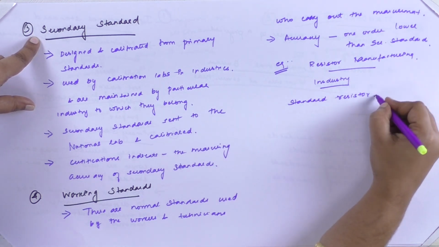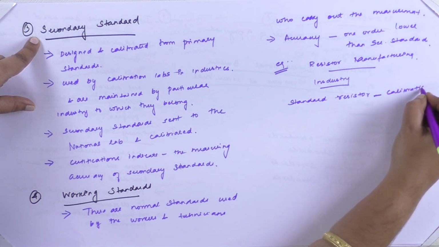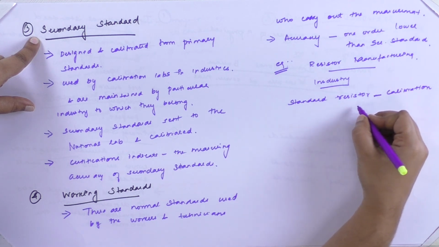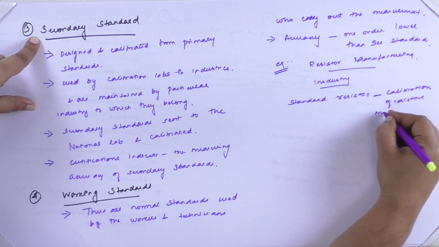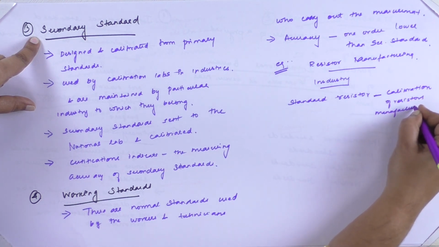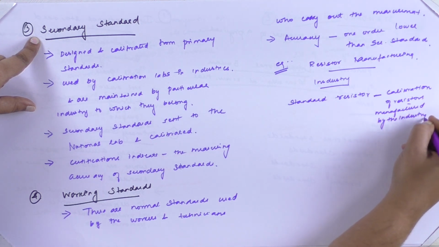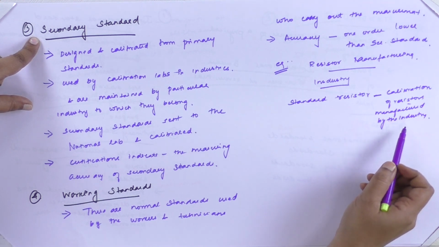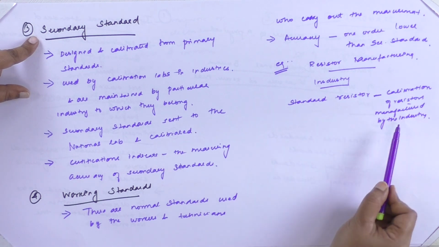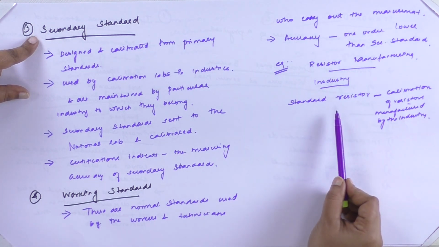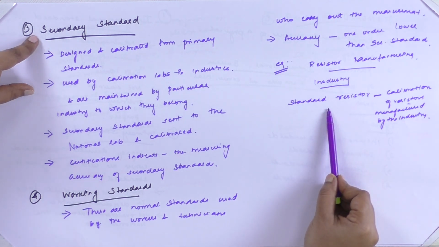This standard resistor will be used for calibration of the resistors manufactured by the industry. So, the industry will calibrate all the resistors manufactured by them with the standard resistor, so that they can check whether the manufactured resistors are within the accuracy limits. This standard resistor will be frequently calibrated with the secondary standard.